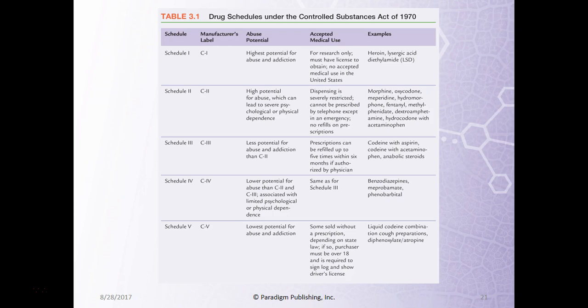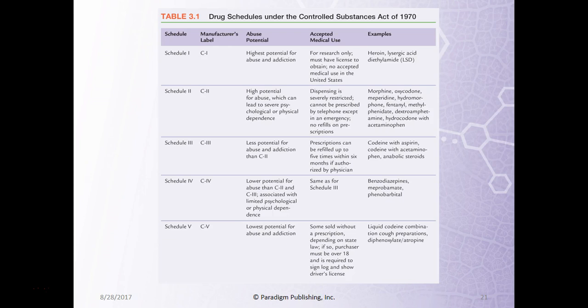So here are some examples: morphine, oxycodone, Demerol, which is meperidine, hydromorphone, fentanyl, methylphenidate, dextroamphetamine, hydrocodone with acetaminophen. Your Schedule IIIs: codeine with aspirin, Tylenol number 3, your anabolic steroids. C4s: benzodiazepines, meprobamate, phenobarbital, carisoprodol, which is Soma. There's a few others that fall into that category.